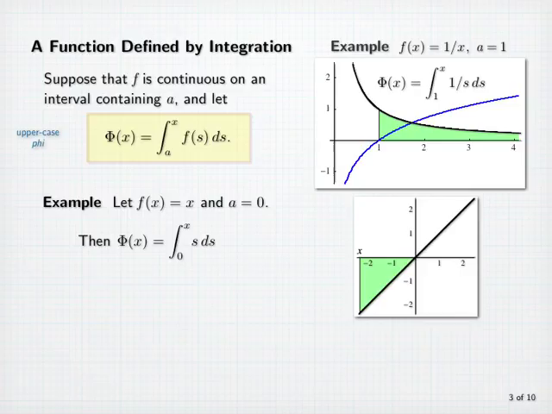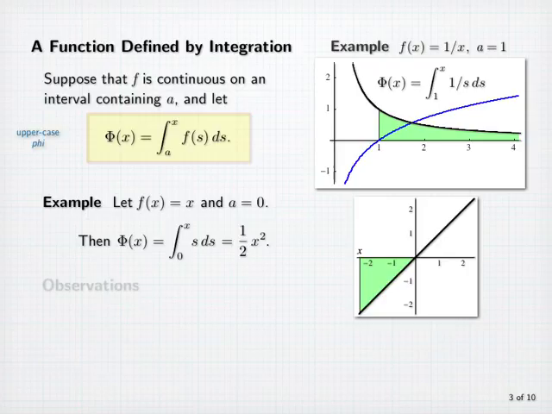Since the region bounded by the graph and the horizontal axis is always a triangle here, it's easy to write down a simple formula for phi of x. Notice that in the figure, the green triangle has width x and height x, and so its area is simply 1/2 of x times x, or 1/2 x squared. So the integral from 0 to x of s ds is equal to 1/2 x squared for all x.